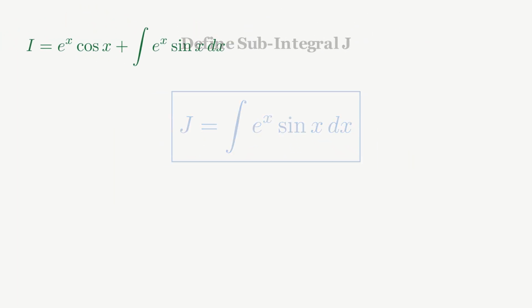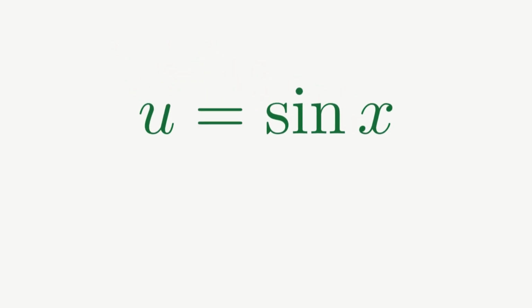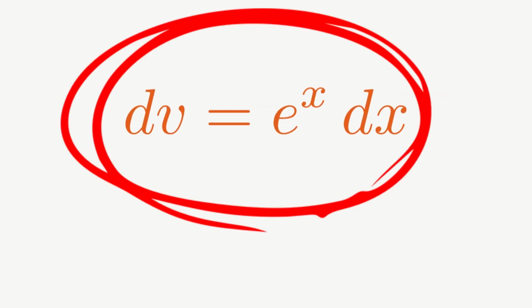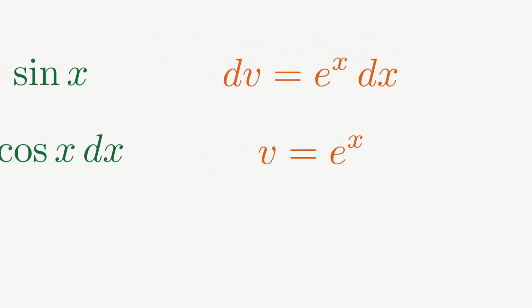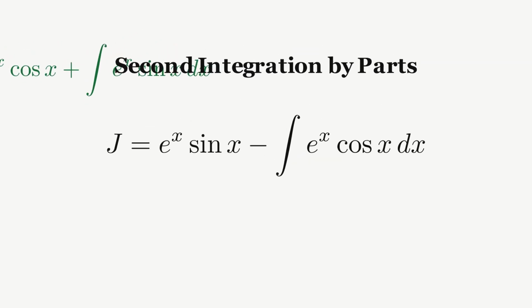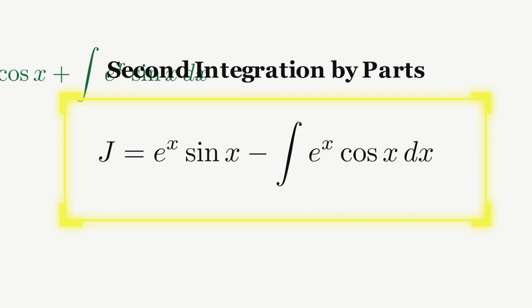Once again, we apply integration by parts. This time, let u equal sine x. Its derivative is cosine x. Again, let dv equal e to the power x with respect to x. Its integral remains e to the power x. Now substitute these into the formula. After applying the formula, we obtain J equals e to the power x times sine x minus the integral of e to the power x times cosine x with respect to x.